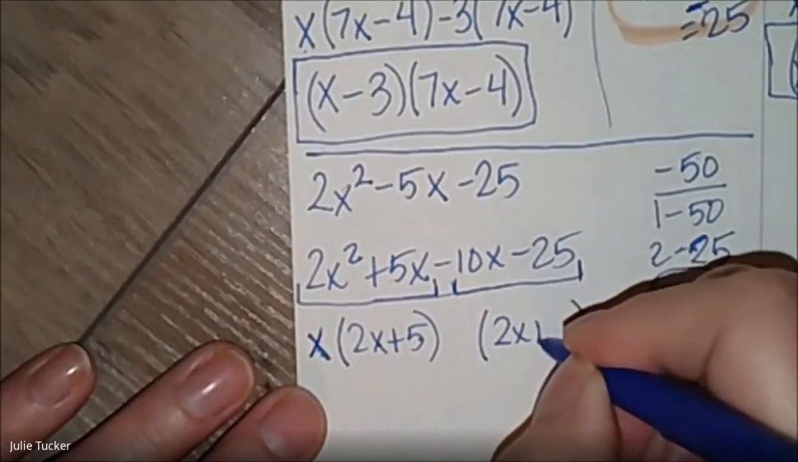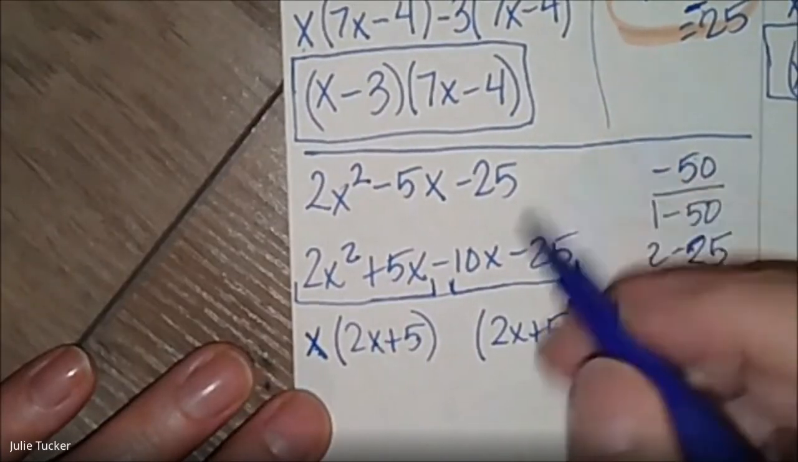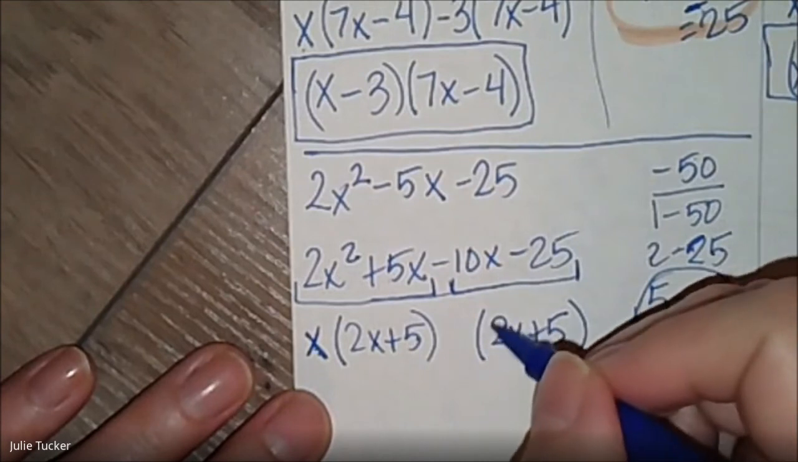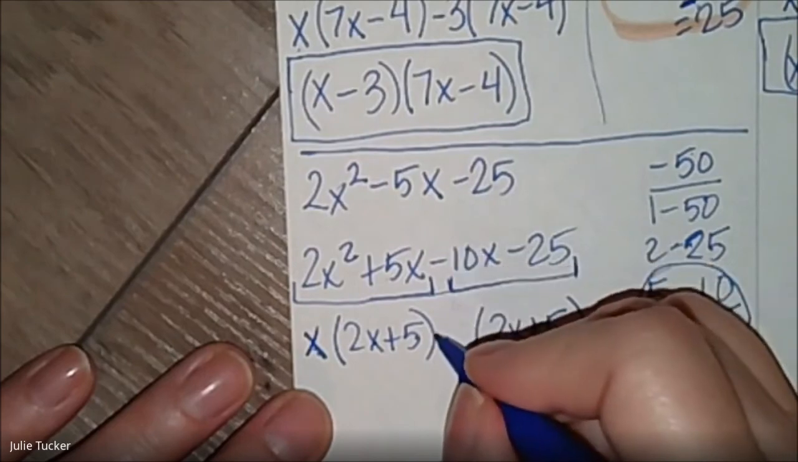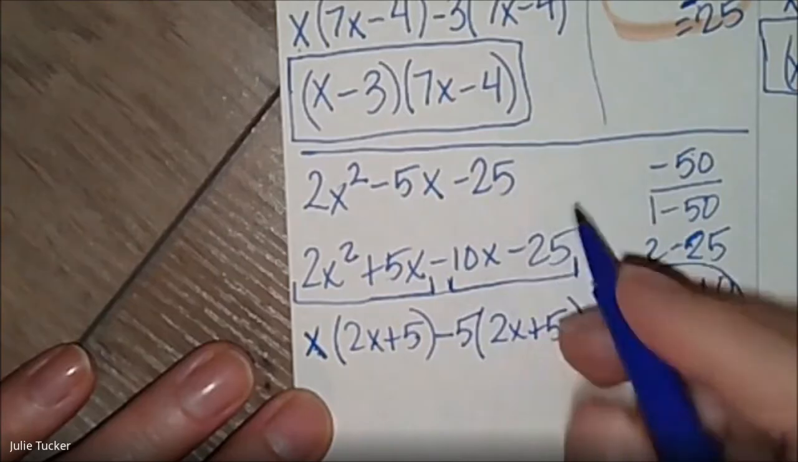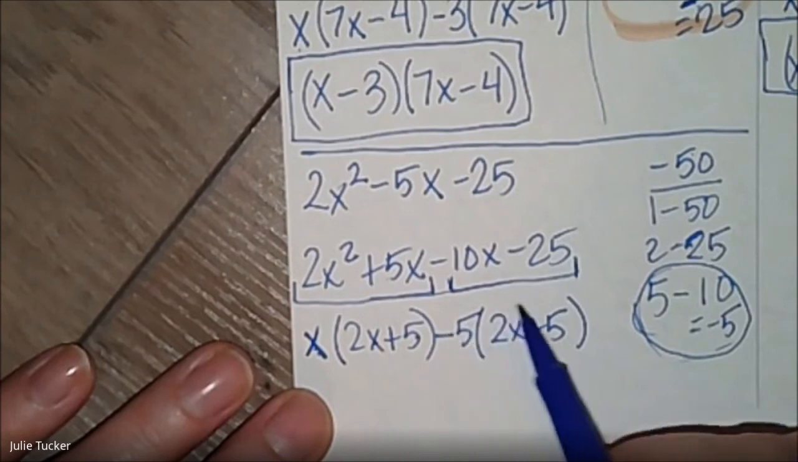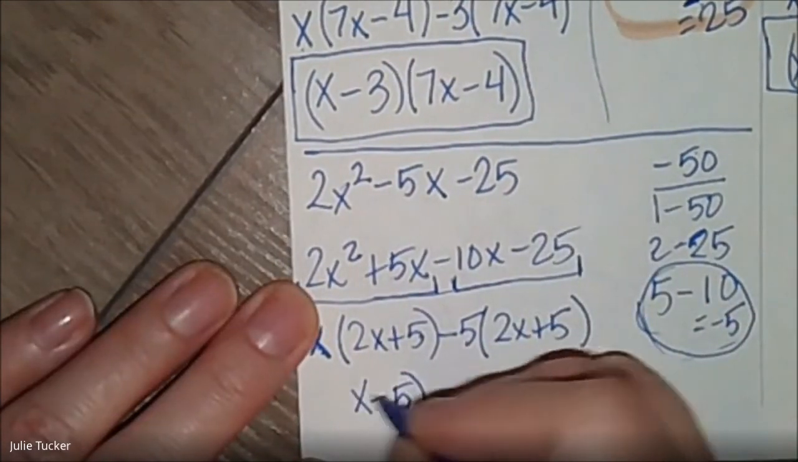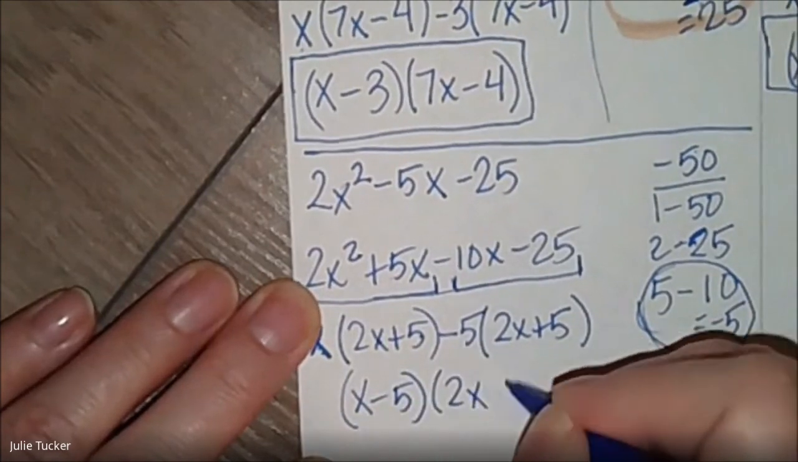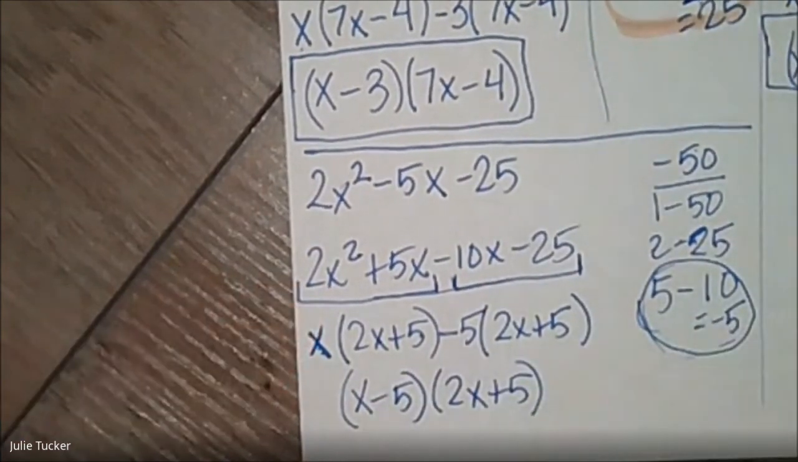Then the next set of parentheses have to match. What number times 2x will give me negative 10x? Negative 5. Nice. And then that works. So now we go x minus 5 times 2x plus 5. Yeah. Let's do one more.